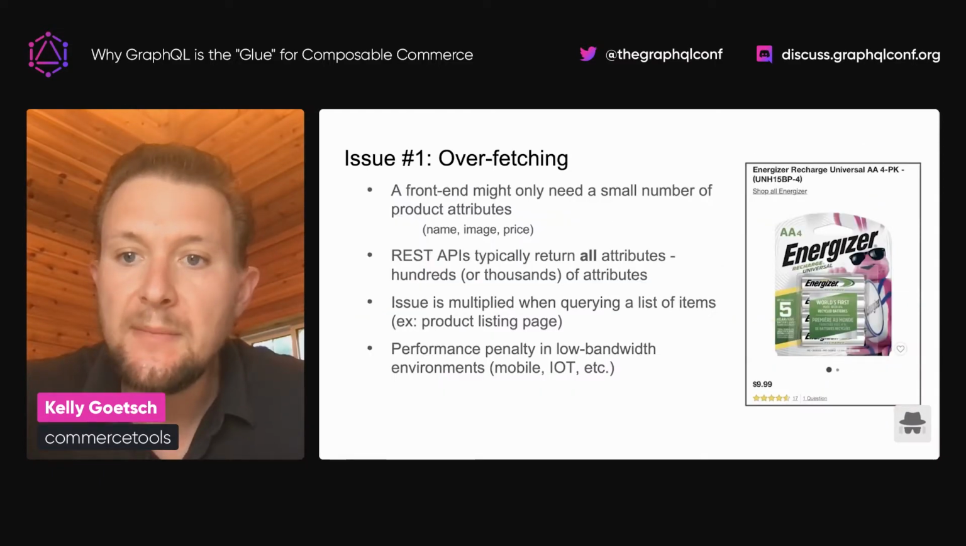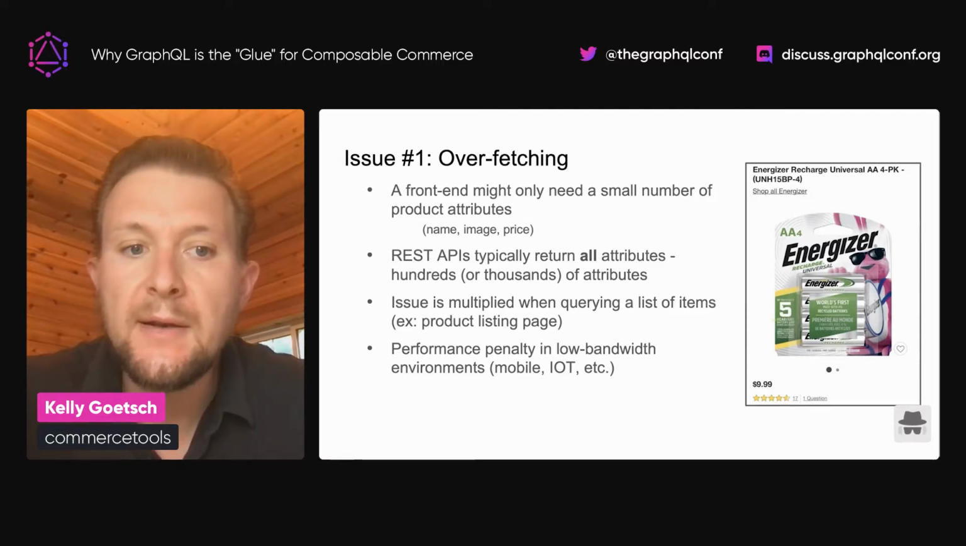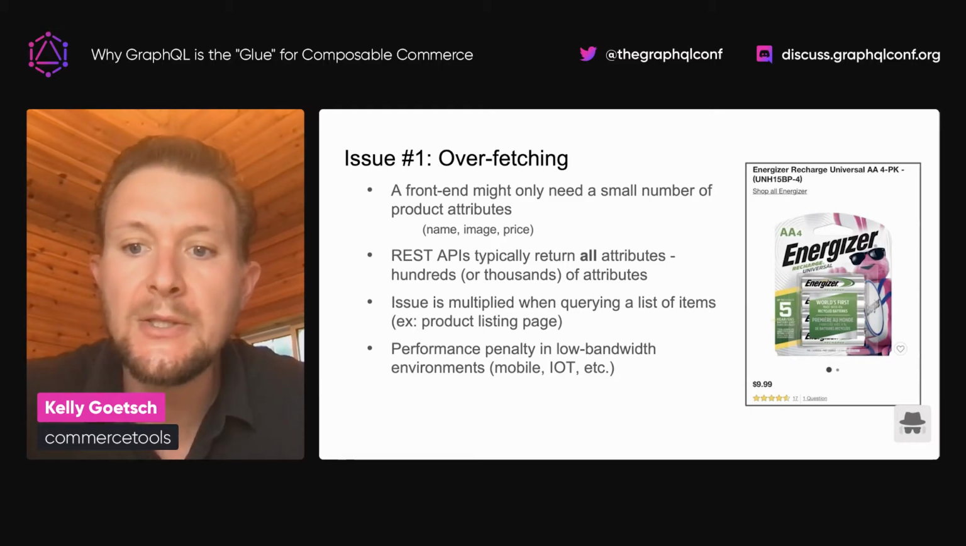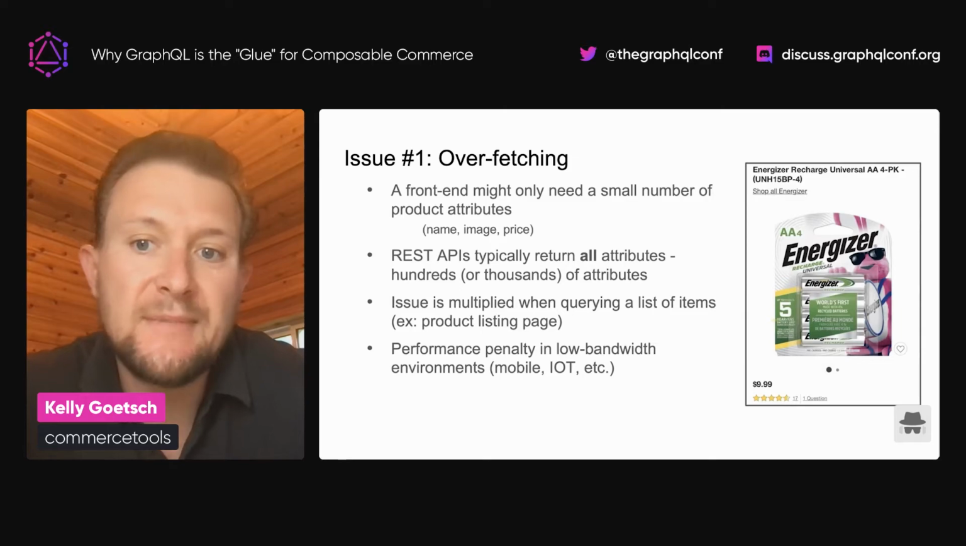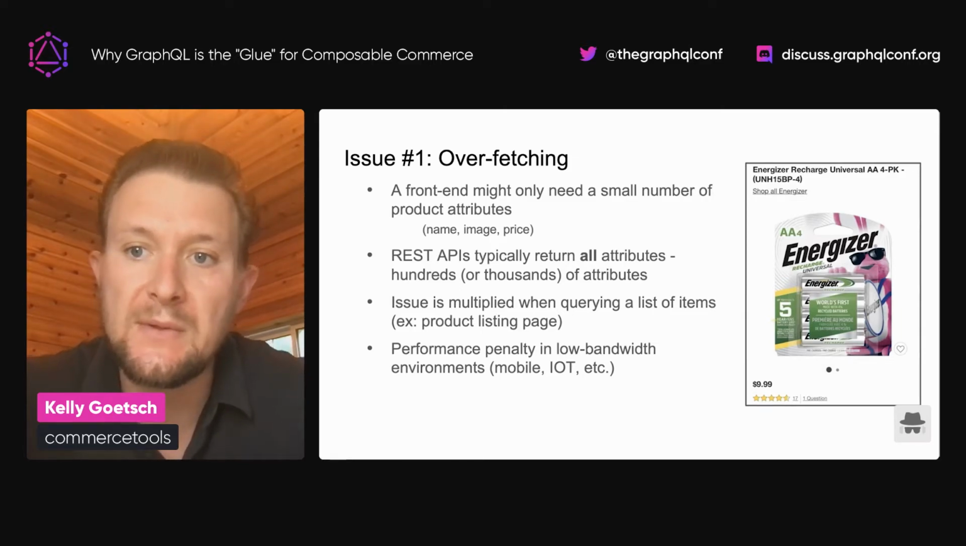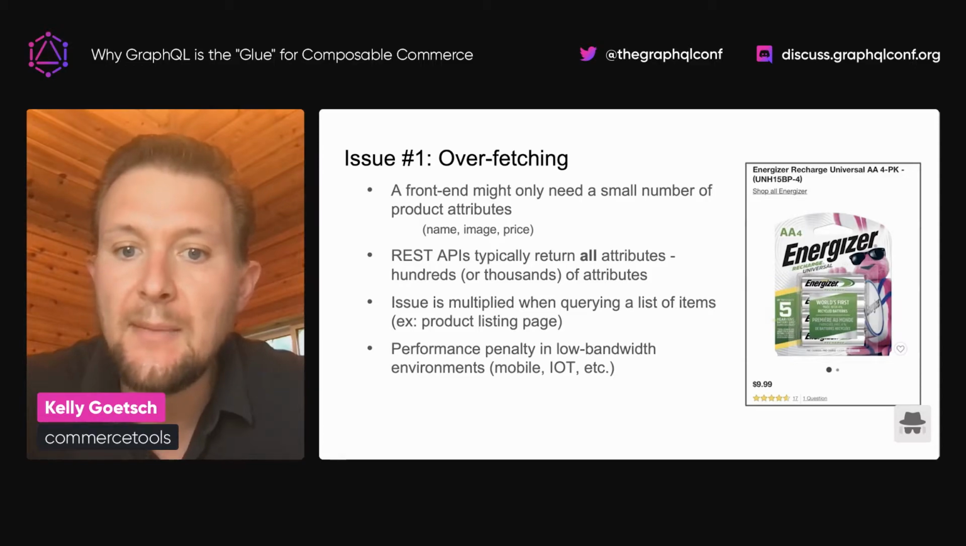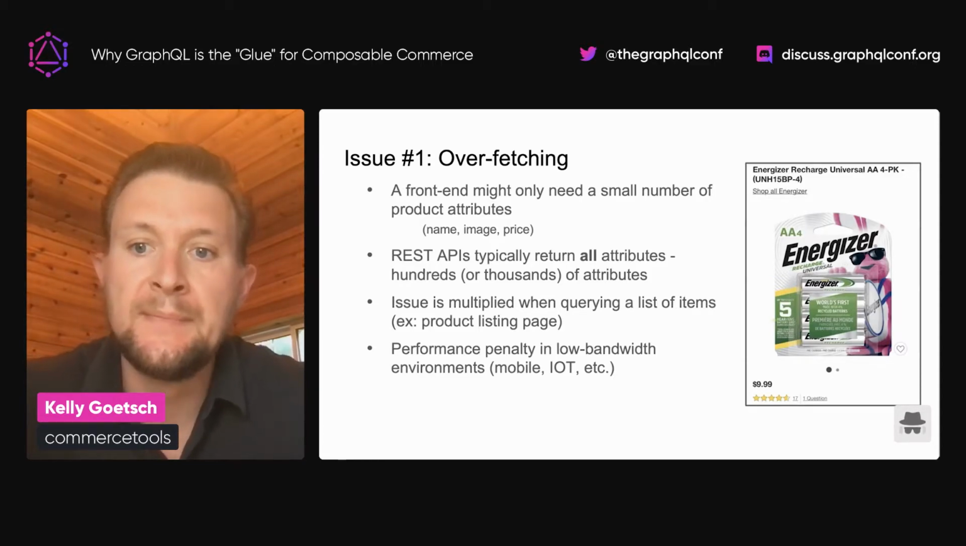REST is great, as I mentioned, but again, there are issues with it. The first is overfetching, and I'll give you an example. If you're on an Apple Watch and you want to retrieve a product detail page, you might only need to retrieve 2 or 3 attributes, right? You're going to want the name of the product, maybe the price, maybe an image. That's it. But if you're on a full desktop website, you're going to want to retrieve potentially hundreds of attributes.